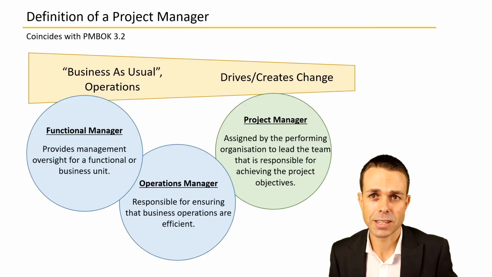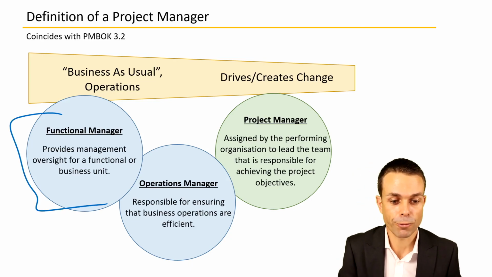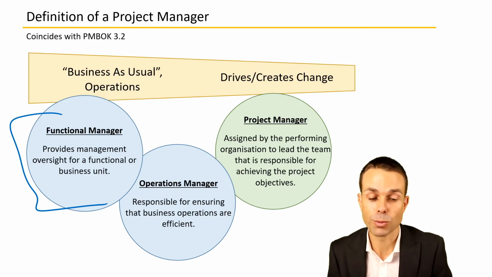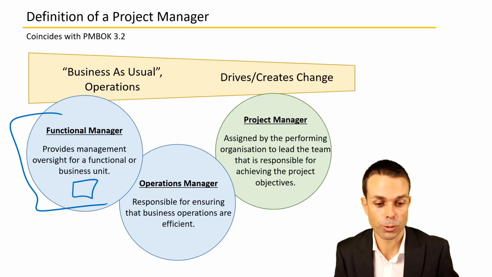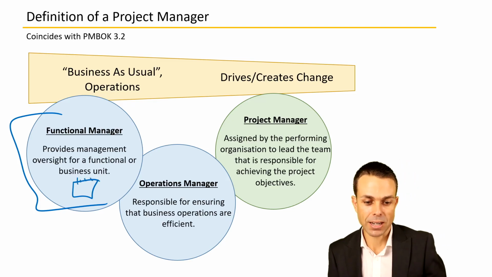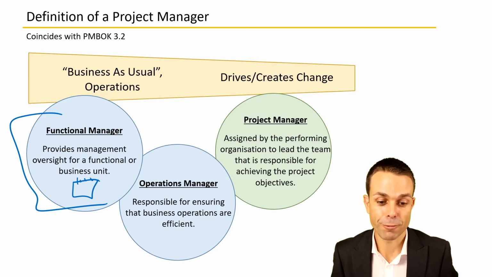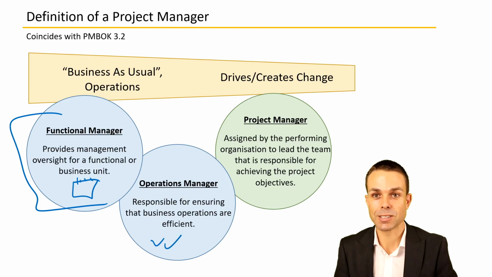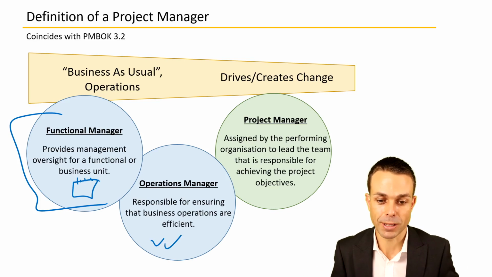The project manager is quite a different role to other functional managers. For example, you've got your functional manager. They provide oversight for a functional business unit, so just the usual BAU, business as usual, you would call it. An operations manager is responsible for ensuring that business operations are efficient. And you're seeing this more and more. Operations managers really are streamlining things and helping things run as best as they possibly can.